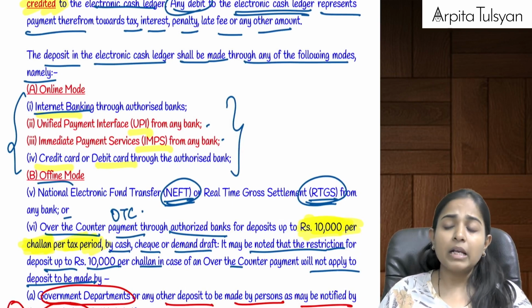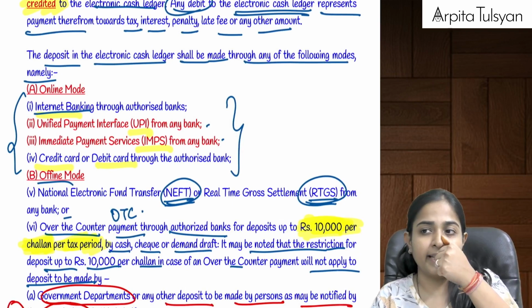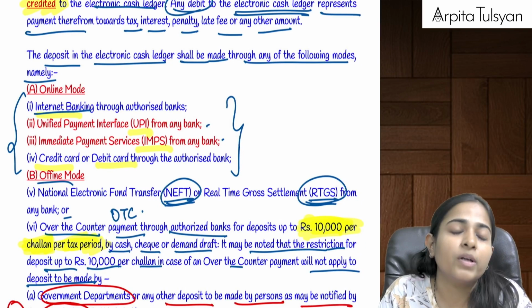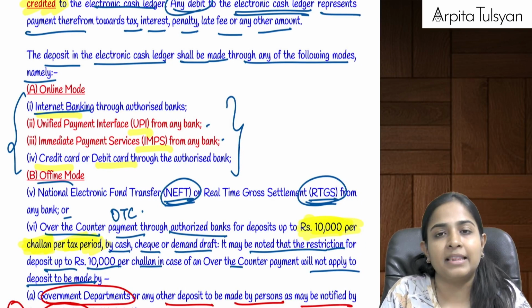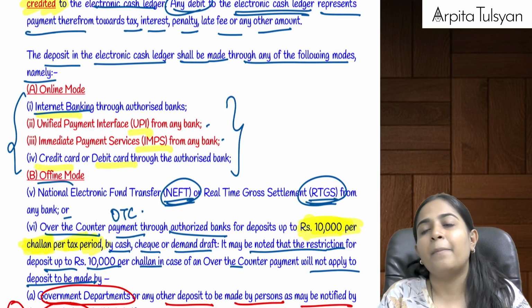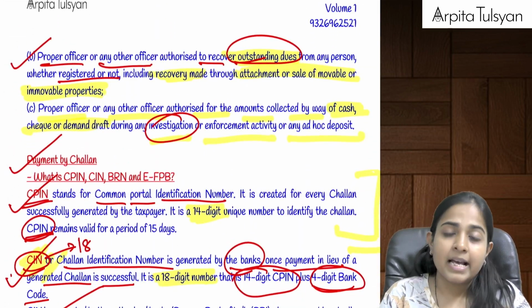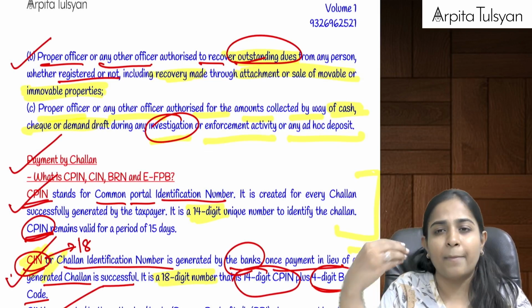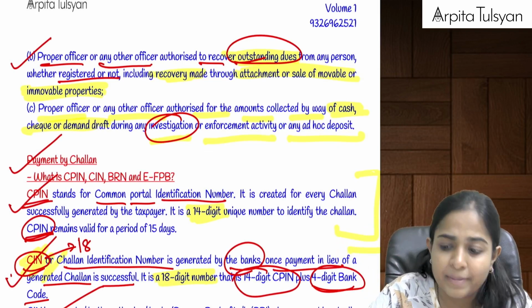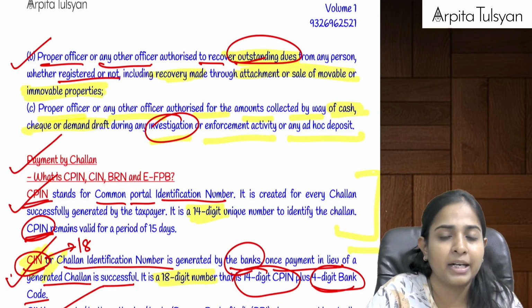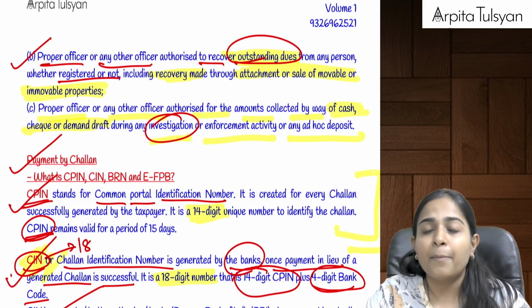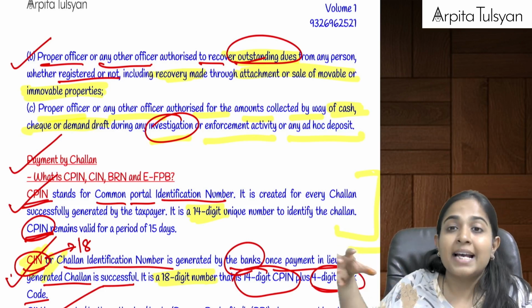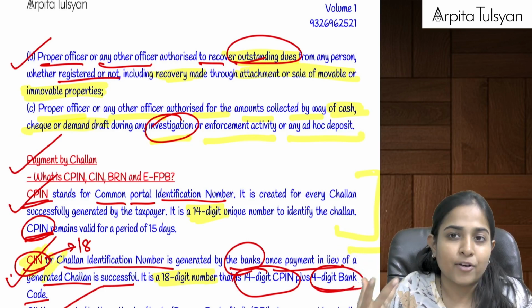Okay. But there are 3 cases, 3 exceptions I should say, in which you can do the payment over the counter of more than rupees 10,000 also. First one, when the payment is done by government departments, or when you have been told by the commissioner to do the payment over the counter of any amount, means you have got the permission from the commissioner or any proper officer. Or when the proper officer has recovered some taxes from you in case of tax evasion.